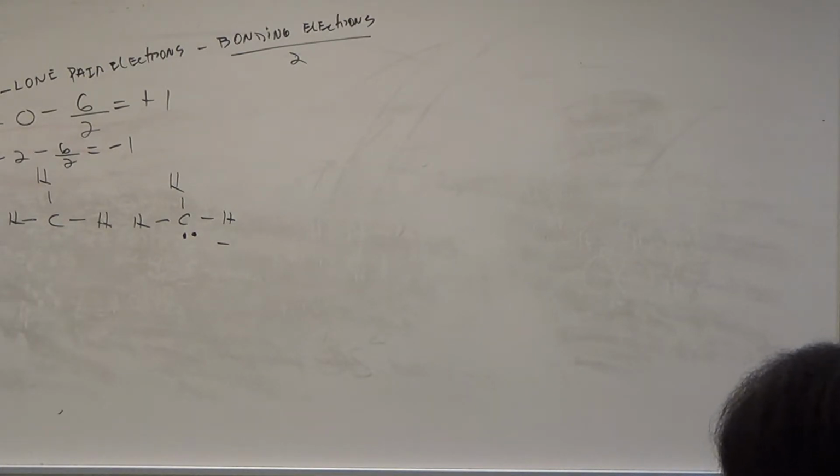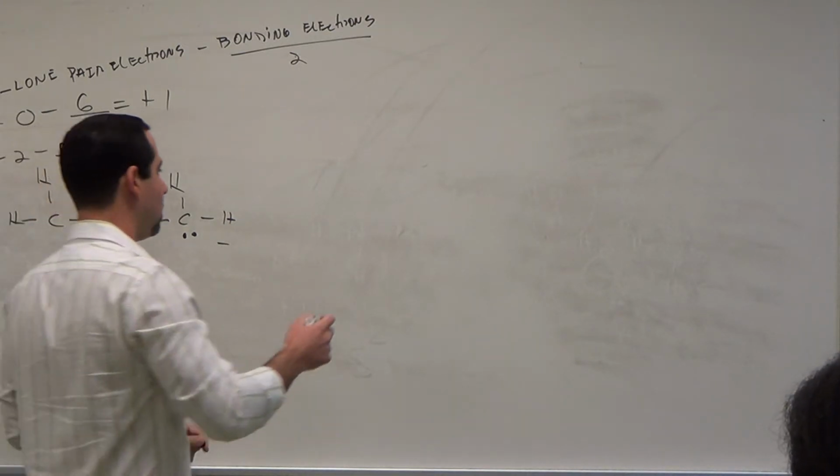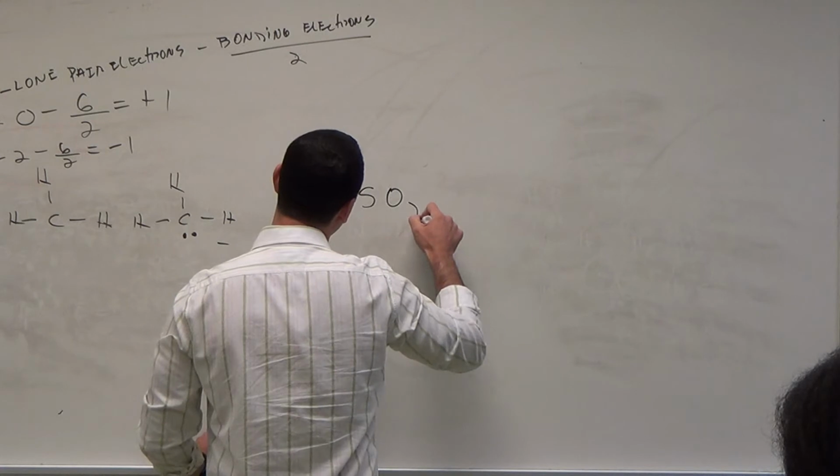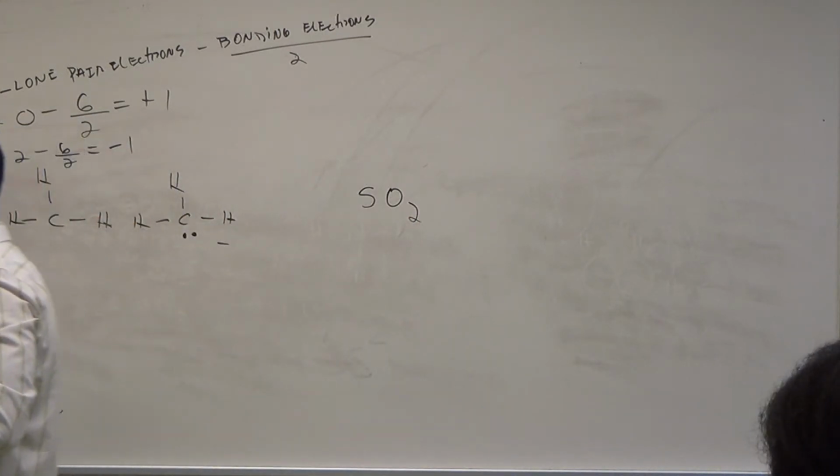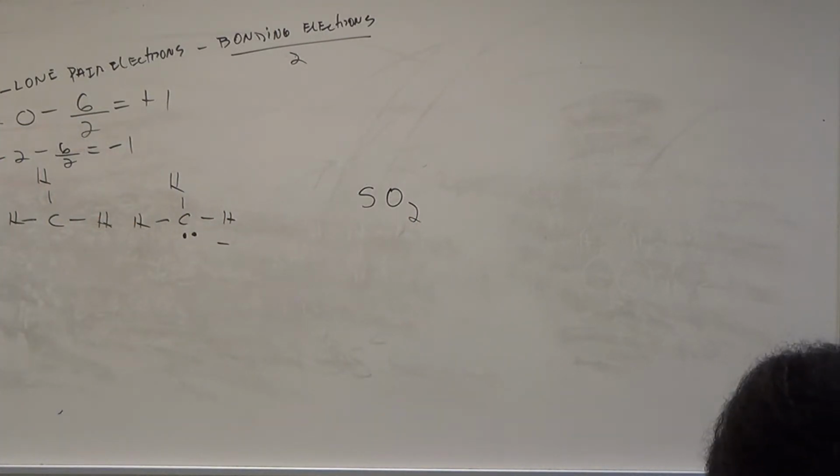Okay, all right, do you want to do some Lewis dot structures? Let's do the foul-smelling SO2. Like when something dies and smells like rotten eggs, that's SO2.